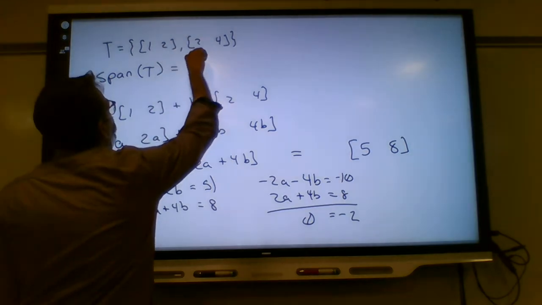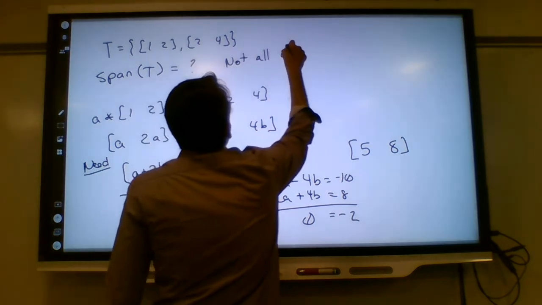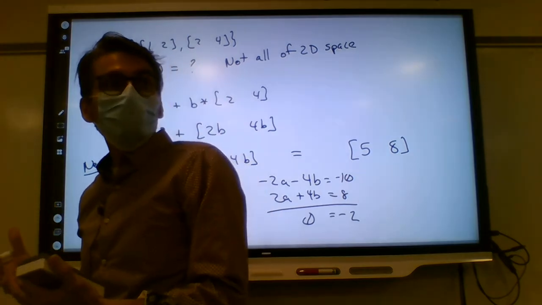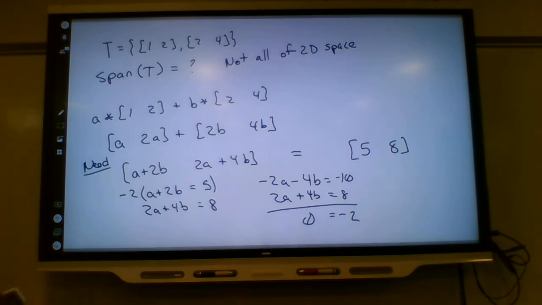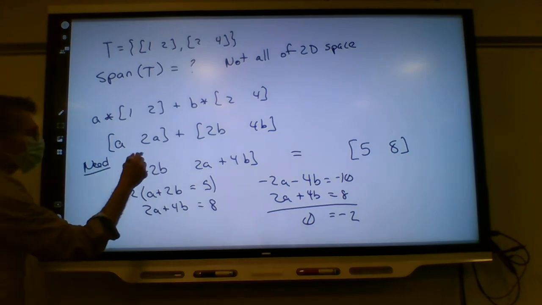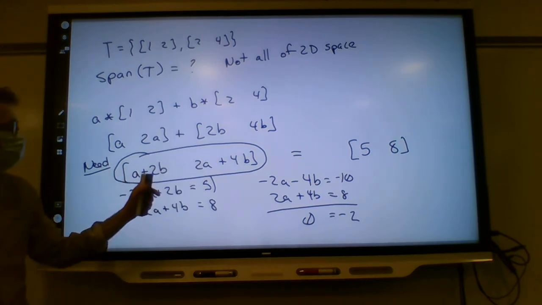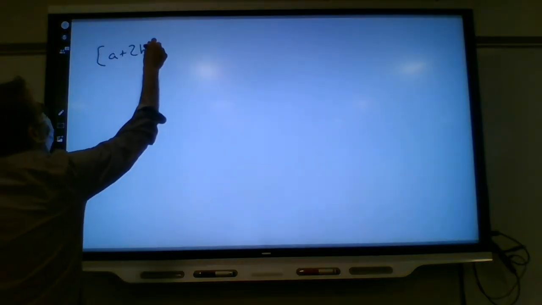So what does that mean? Span of T, well, we still don't know what it is, but it's not all of 2D space. It's something. There's something that we can build with those two vectors, but it's not everything. So let's see what we can build. What can we build with that? We can only build vectors that look like this. Right? These are the things that we can build. So let's take a look at this. A plus 2B and 2A plus 4B.